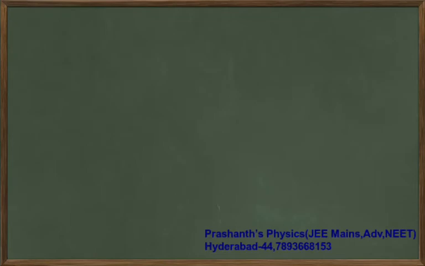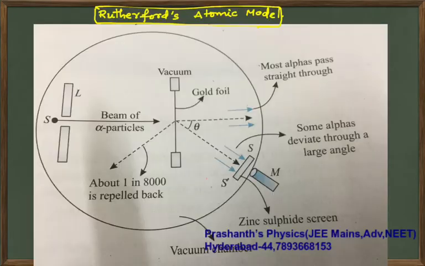If you look at this figure, he took a radioactive source. This radioactive source will emit alpha particles. These alpha particles are passed through a thin gold foil. Now, after doing that, what will happen to the alpha particles?